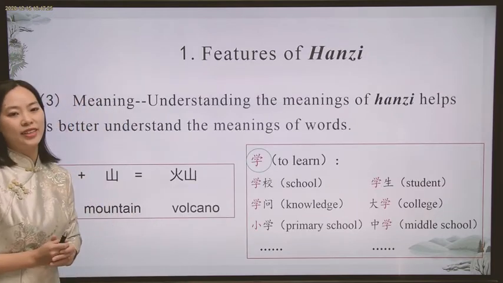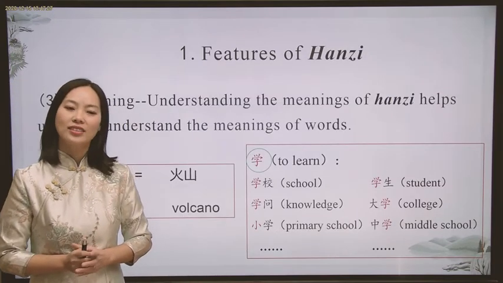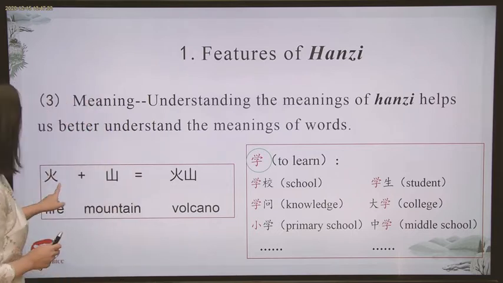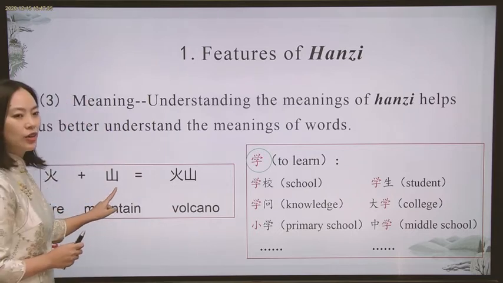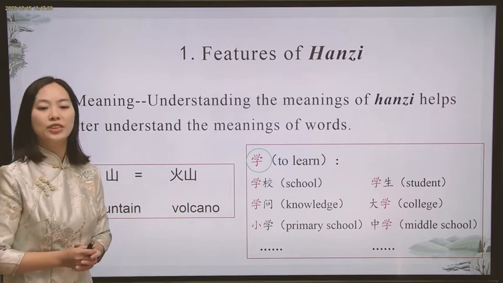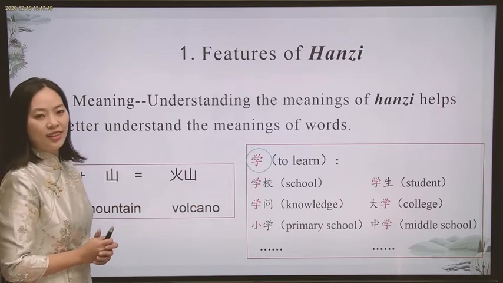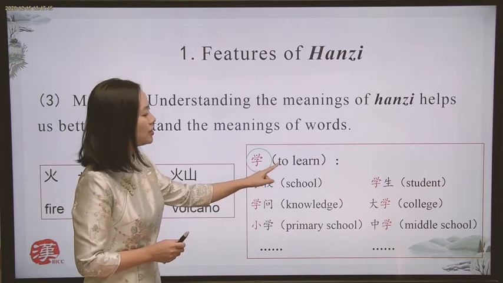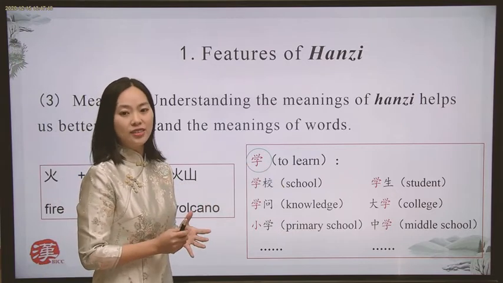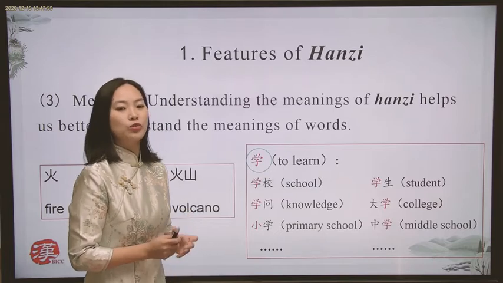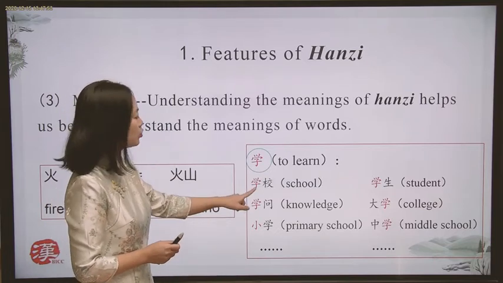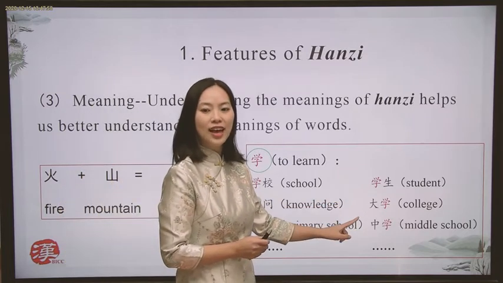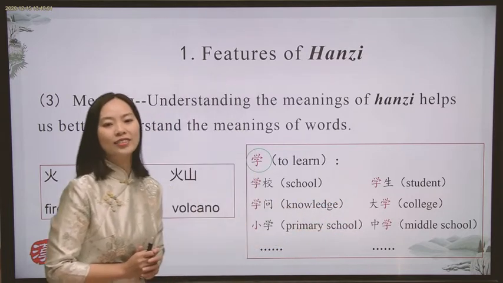In terms of the meaning, understanding the meanings of Hanzi helps us better understand the meanings of words. This is 火, this is 山. When the two are put together, they form a new word, 火山. This character is 学, which means to learn. If you know its meaning, it will be much easier for you to remember other words like 学校, 学问, 小学, 学生, 大学, 中学, and so on.